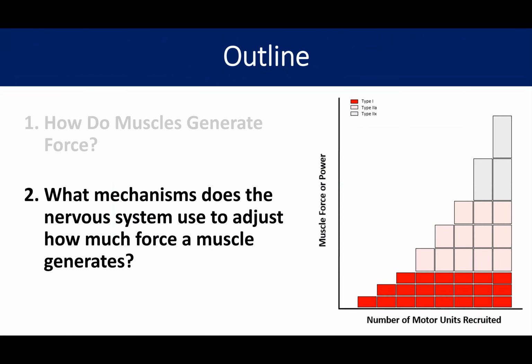Now, let's talk about what mechanisms your nervous system uses to adjust how much force you generate. And the two mechanisms are going to be very similar to temporal summation and spatial summation. Not exactly the same, but conceptually very similar.